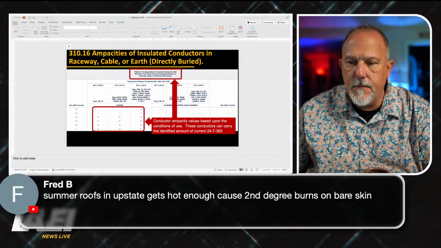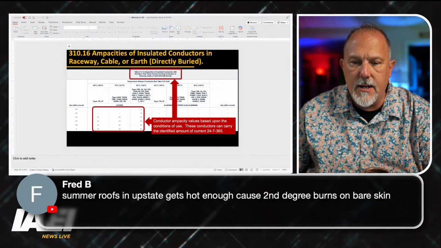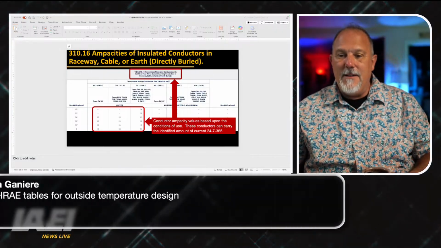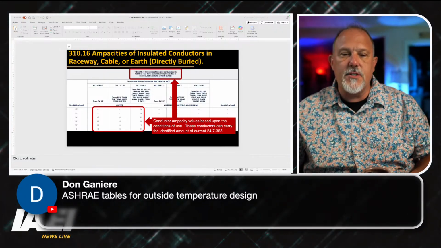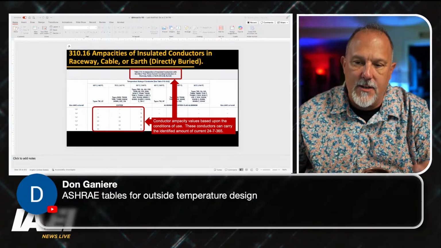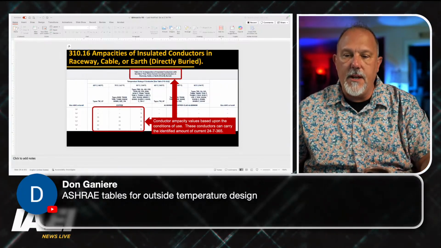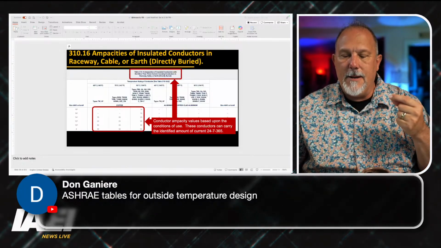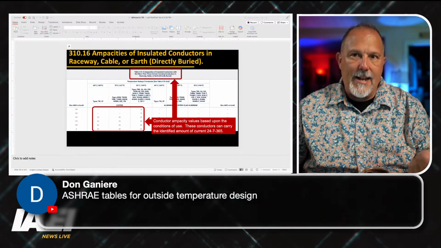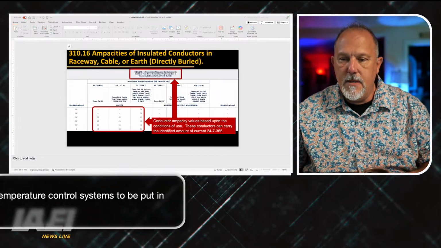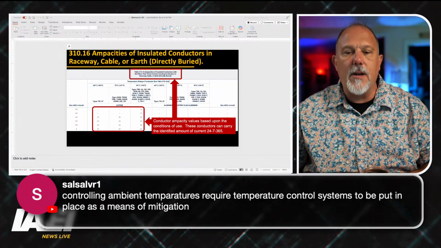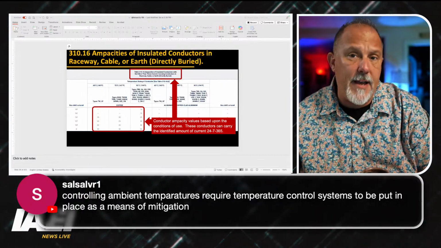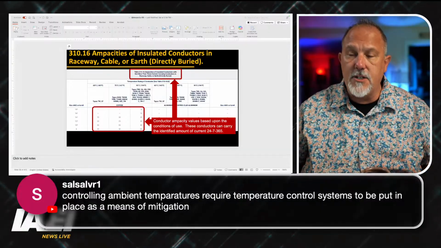So Fred, summer roofs upstate get hot enough to cause second-degree burns on bare skin. Wow. Ashray mentions tables for outside temperatures. But Dawn, what do they do for an attic? What is the adder that you put in for the attic? Thank you, Eric. There's an adder that they put in for attics. I can't remember where I got that from. Controlling ambient temperatures requires temperature control systems to be put in place as a means of mitigation. That's right. So when you don't have that, then you need to take that into consideration.